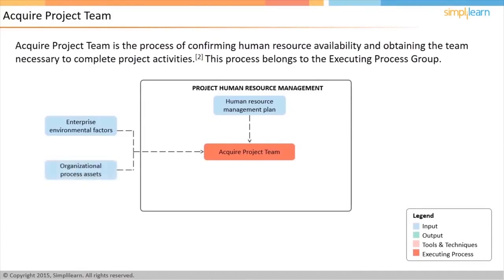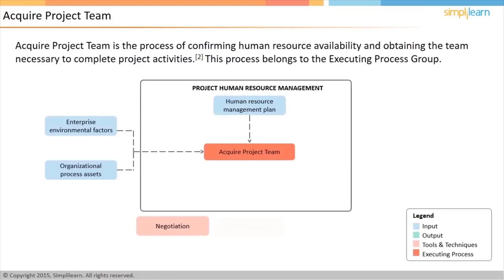Organizational process assets will help understand the hiring procedure of the company, the policies that govern the use of team members on the project, etc. The key technique for acquiring the project team is negotiation. As a project manager, you have to negotiate with the company's senior management, resource manager, or with prospective candidates to secure the most suitable resources on the project.